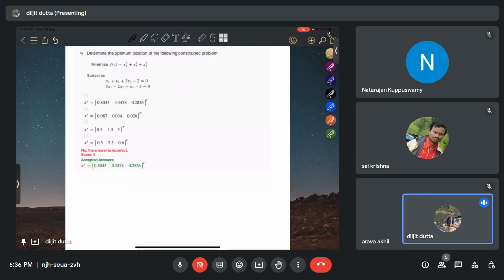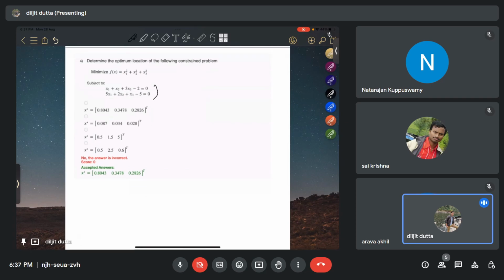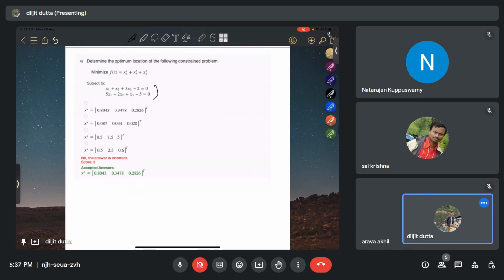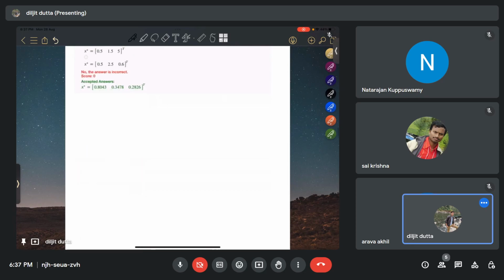Determine the optimum location subject to the following constraints. Location means you have to find the value of x1, x2, x3 subject to these constraints. So we'll have to solve using the Lagrange function only. So let us write the equations.